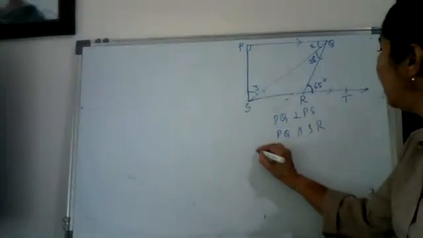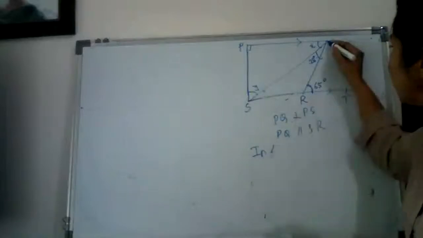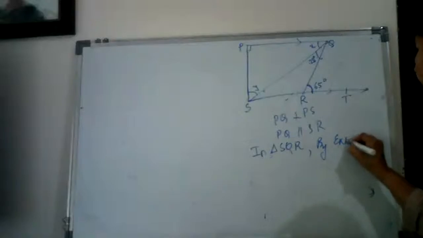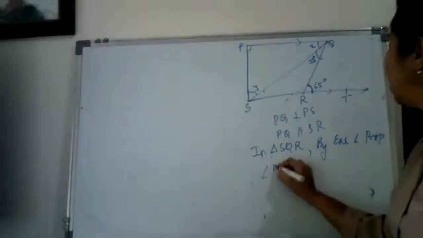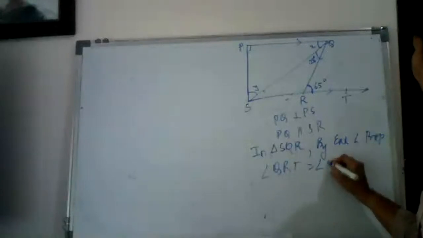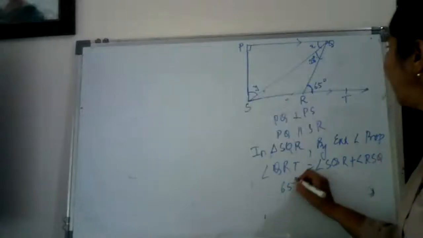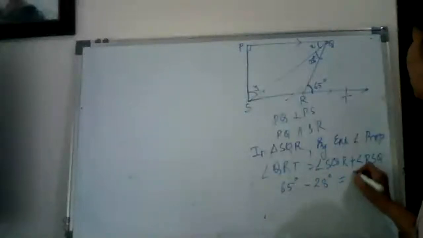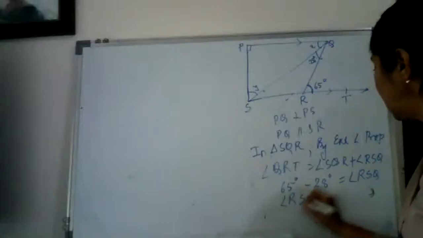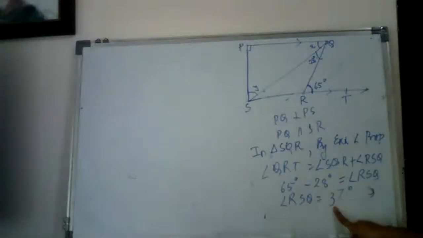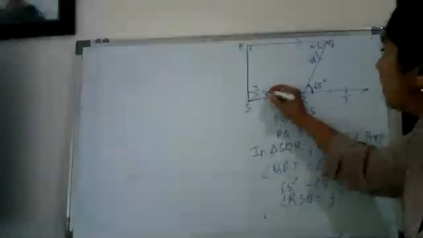What is it? You just write down the steps again. In triangle SQR, by exterior angle property, we get angle QRT as angle SQR plus angle RSQ. So this is 65 degree minus 28 degree is equal to angle RSQ. Now angle RSQ is equal to 65 minus 28, so 37 degree, isn't it? We got this as 37 degree.